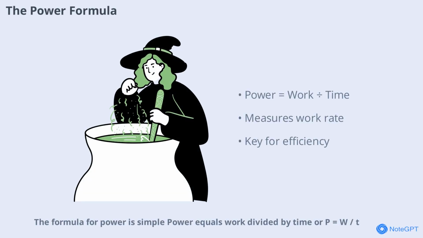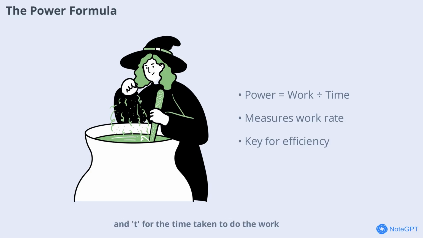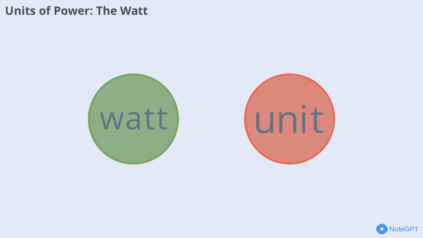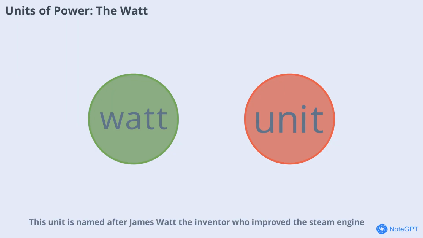The formula for power is simple. Power equals work divided by time, or P equals W/T. Here, P stands for power, W for work, and T for the time taken to do the work. This formula helps us compare how efficiently different machines or people can perform tasks, making it a key concept in engineering and daily life. Power is measured in watts, symbolized as W. 1 watt is equal to 1 joule of work done per second. This unit is named after James Watt, the inventor who improved the steam engine.